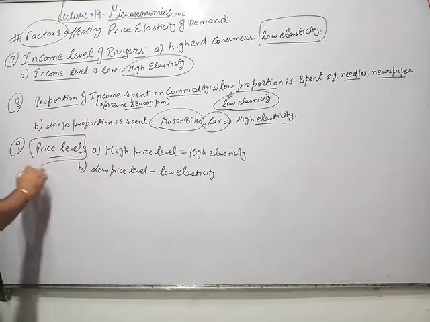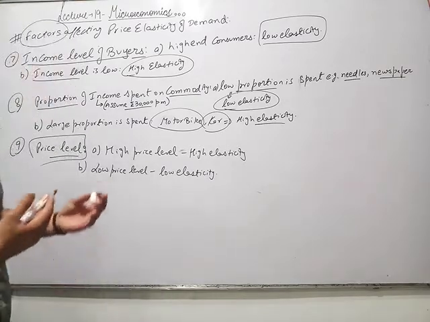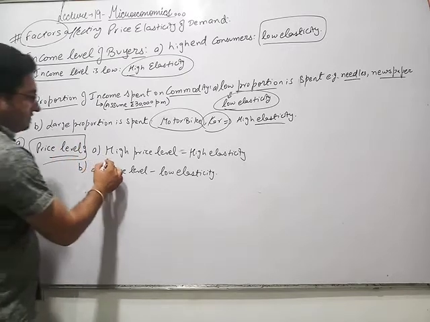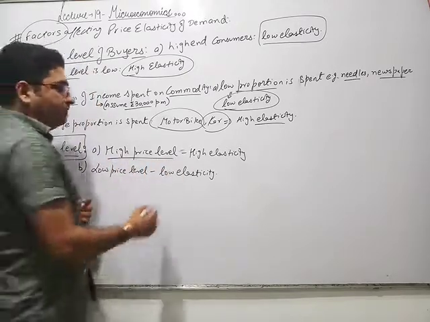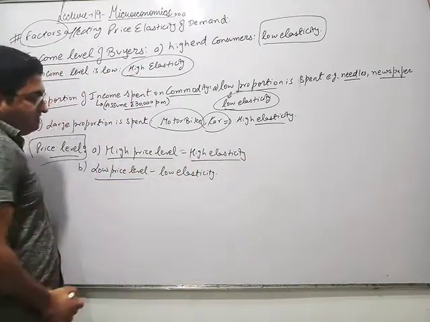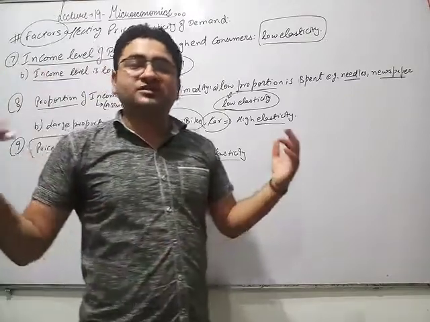Last comes the price level. We have discussed in theory of demand in the initial topics of this chapter that if there is a high price level, generally the elasticity would be high, and if there is low price level, generally the elasticity would be low. I hope this is clear to you.